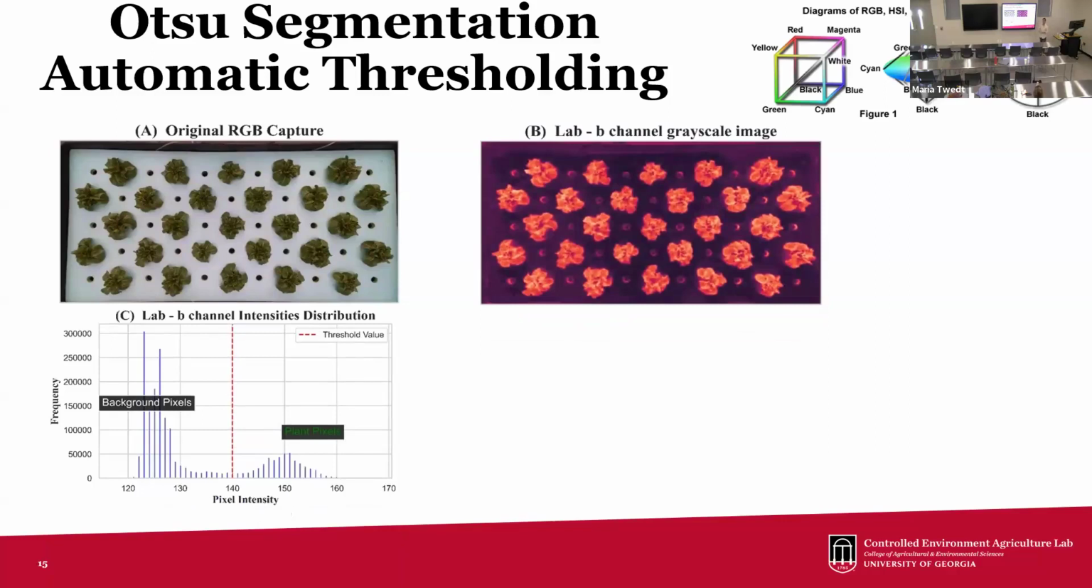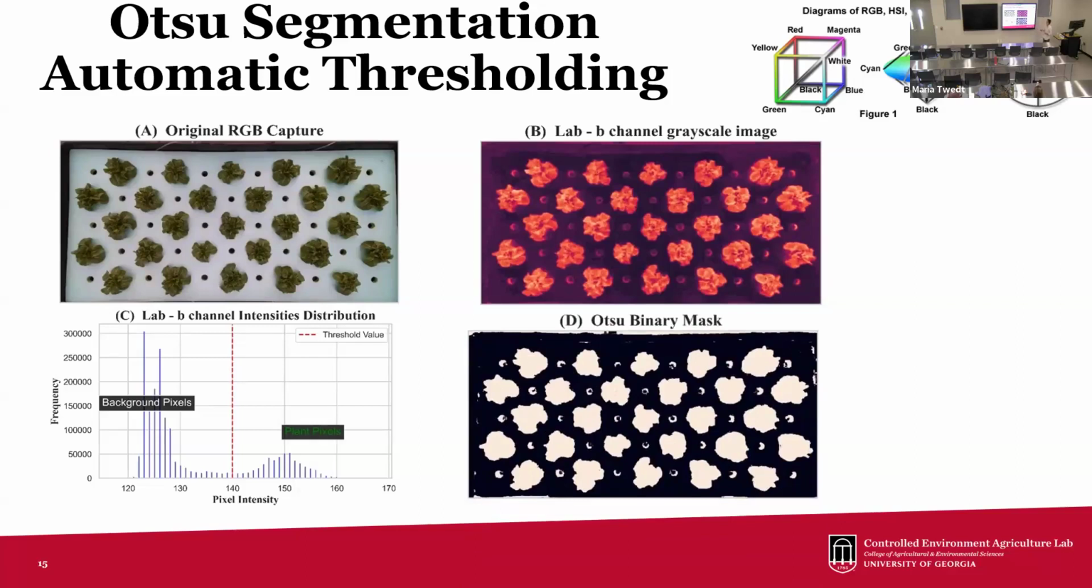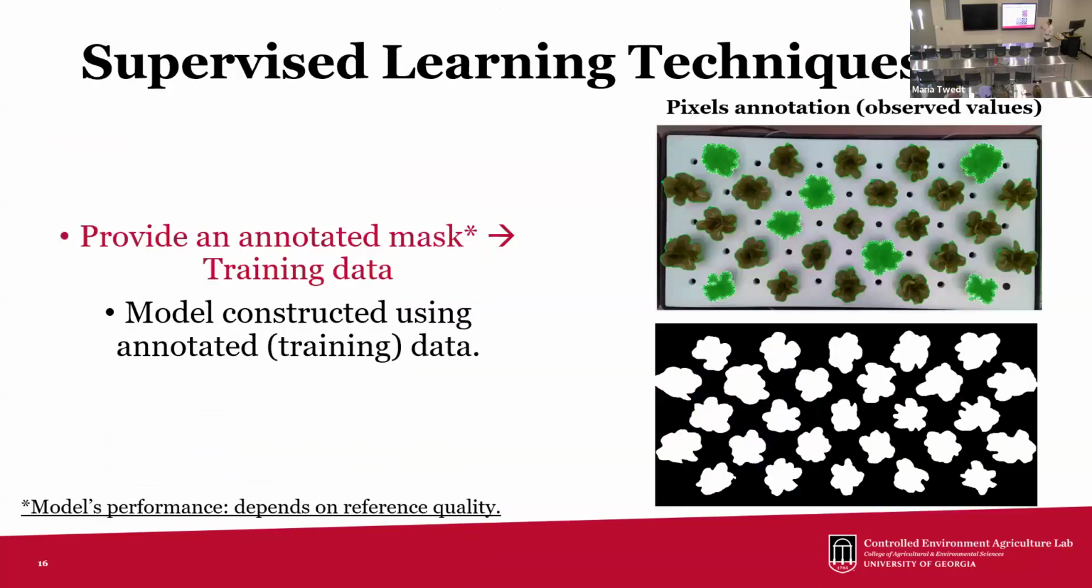However, this Otsu segmentation automatically selects that threshold value without user intervention, where it finds the least variation within a particular class and the highest variation among different classes. Then you can see you obtain your mask, but still we are struggling with the quality of that mask.